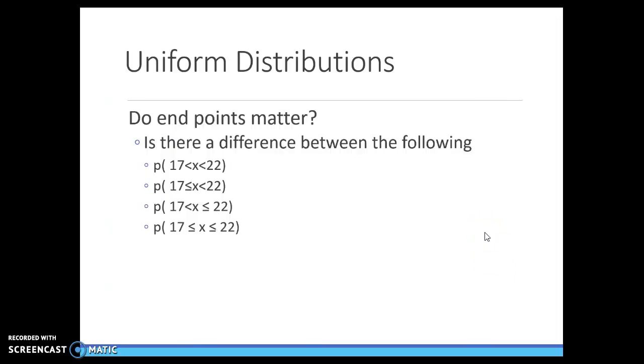I want to point something out before we move on. There is a big difference in all of these when it comes to uniform distributions. Here I'm looking at the probability of x that falls between 17 and 22 and not equal to either one of them. In this case, x could range from 17, including 17, up to 22, but not actually equal 22. Same here: x is not going to equal 17, so it has to be above 17, but can equal 22. And here the range includes both 17 and 22.